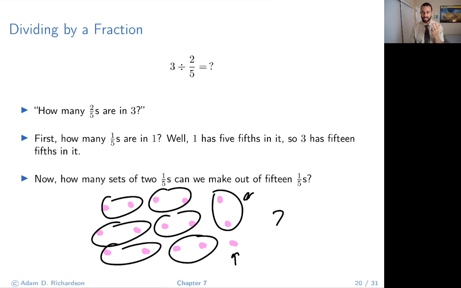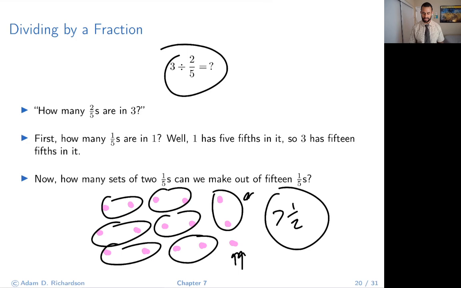That's half of one of these things right here. So if we're asking how many times we can fit 2/5 inside of 15/5, well, there's 7 whole pairs, and then there's half of another pair, half of 2/5. So the answer is 7 and 1/2. That's the answer, right? And again, if you don't believe me, do the actual algebra, invert and multiply, and you'll see that that's the answer.